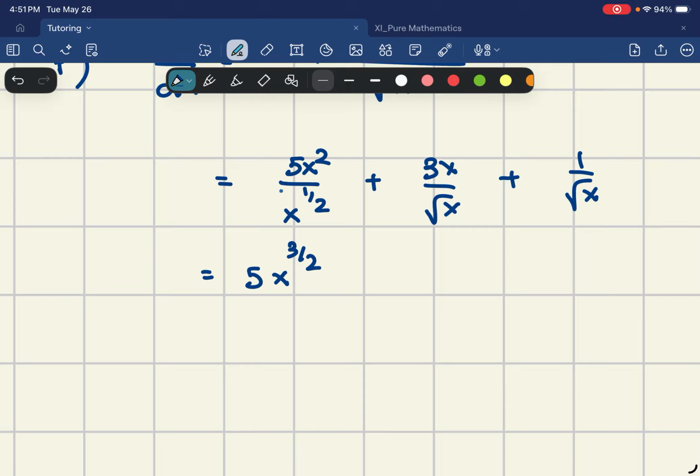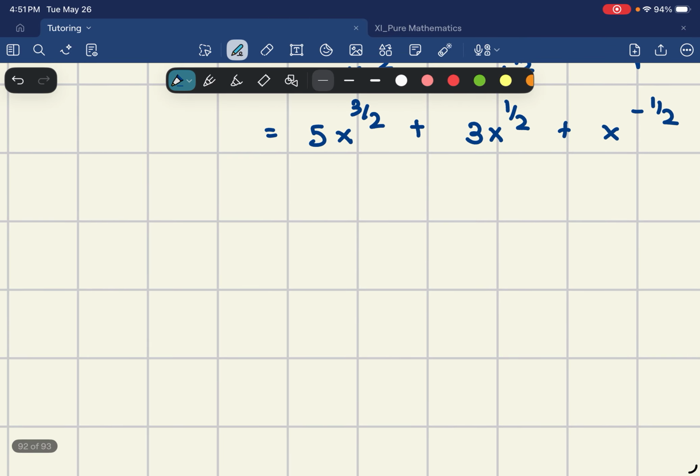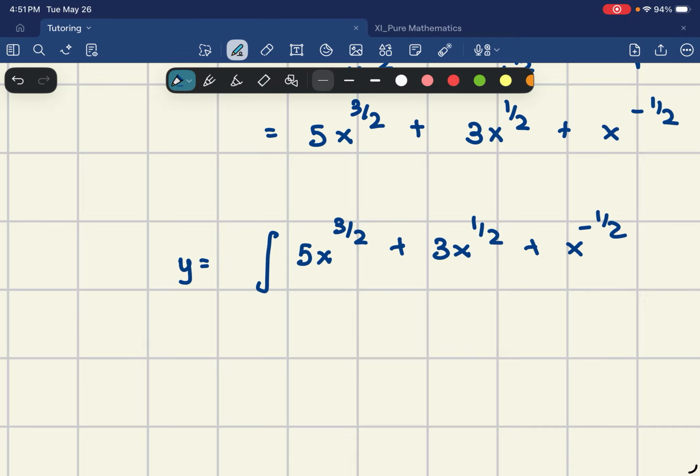If you simplify this, you're going to write it as 5 x to the power 3 by 2 plus 3 x to the power half. This is x to the power 1. You have x to the power half in your denominator. 1 minus half is going to give you half. Plus this is x to the power negative half. All right. So this is dy by dx. So to find y, you are just going to integrate your right-hand side, right? And you are going to integrate it with respect to dx.